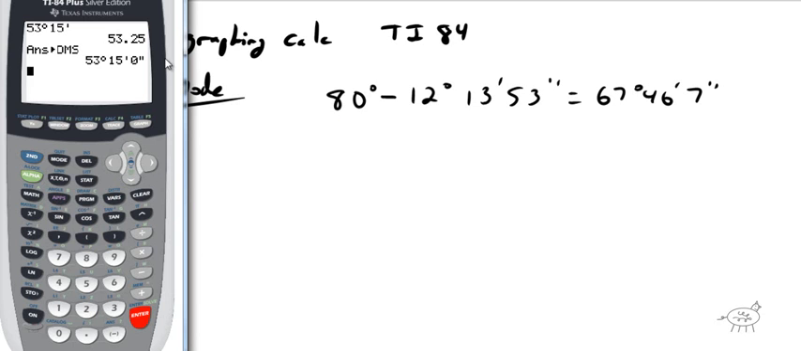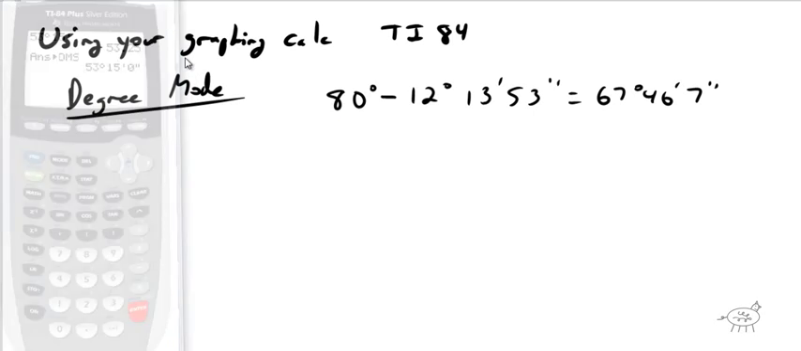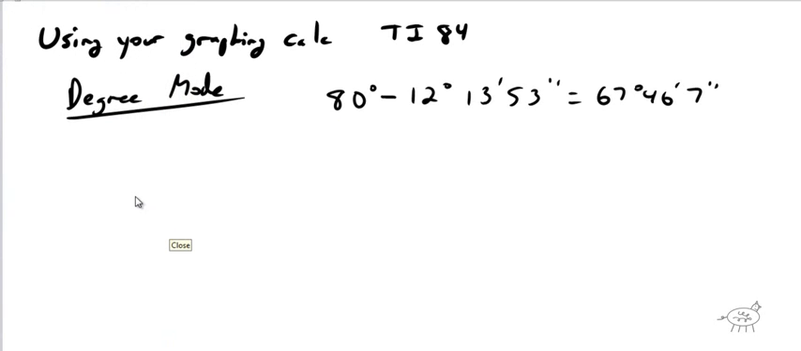I want to talk a little bit about rounding now. So we can get rid of the calculator here. If I want to talk about rounding, first let's talk about rounding in degrees, minutes, and seconds.